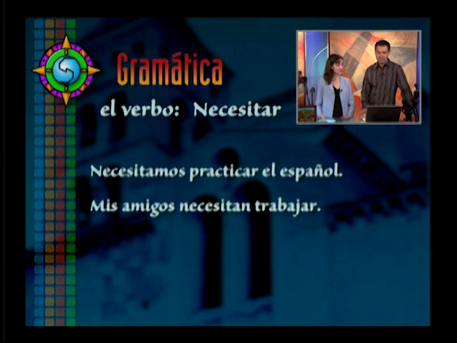And the next one, mis amigos necesitan trabajar. Son muy flojos. They're a little lazy. Necesitan trabajar. Mis amigos necesitan trabajar. Same thing. We conjugated the first verb, necesitan, and we made it match with amigos. And then the second verb, we left it in the infinitive form. Exactamente. Perfecto. Very good.